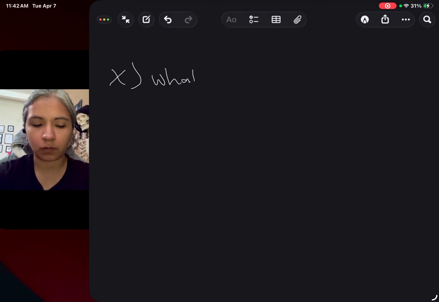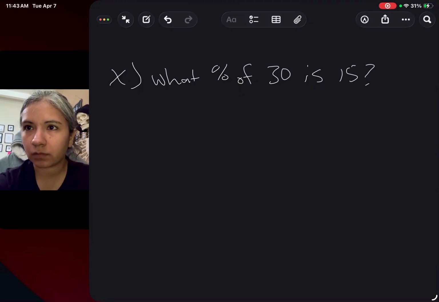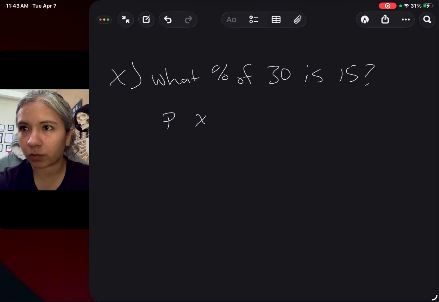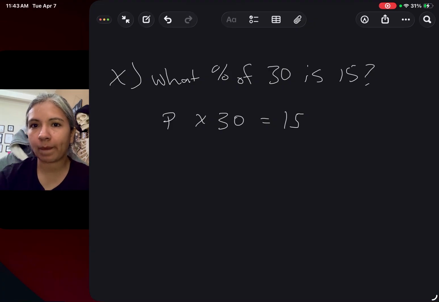So we're going to say, what percent of 30 is 15? So let's do P for what percent, and "of" is multiply, 30 is equal, and then 15, right? So we translated this problem into an equation.